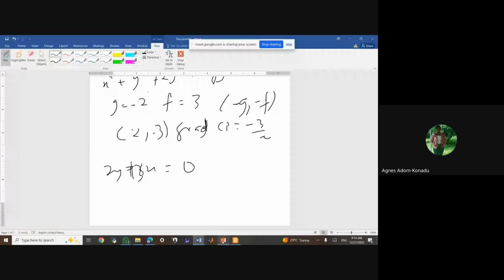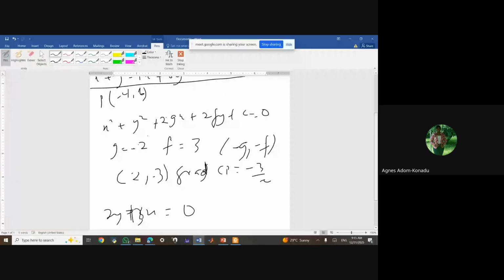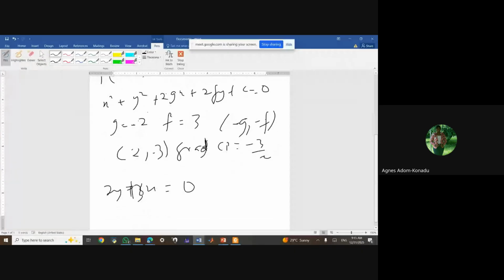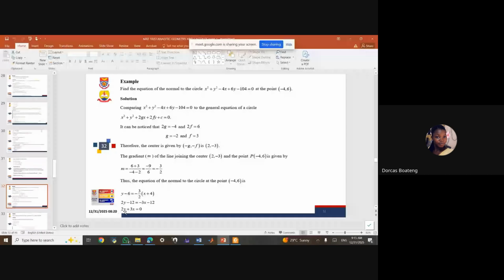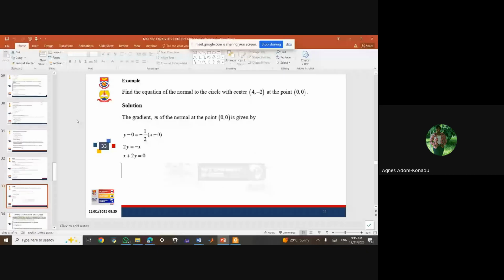So which of the points did you use, the center or the point given? The point (-4, 6) and the gradient. Okay, so when you solve, you're going to get 2y plus 3x equals 0. That is the equation of the normal.